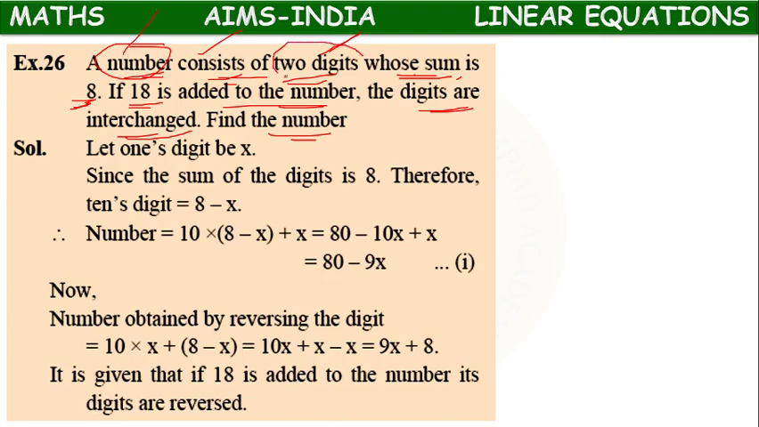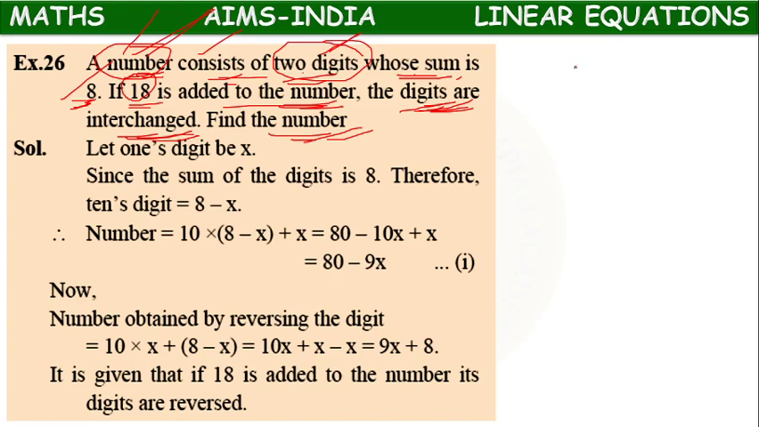So first we have a number. It is a 2-digit number. The sum of the 2 digits is 8. If 18 is added to the same number, the number will change. For the change in number, the digits will be interchanged compared to the previous number. Then we have to find the whole number.